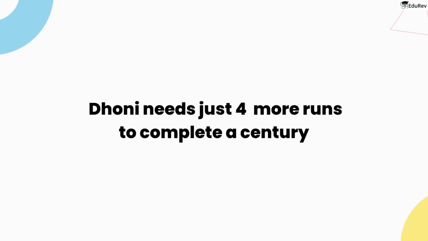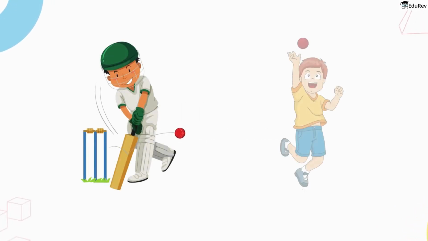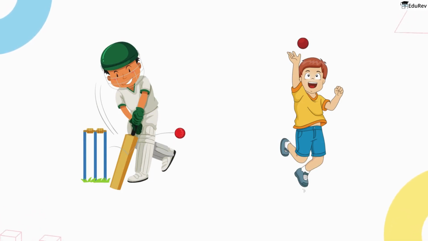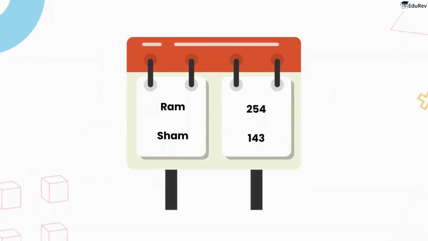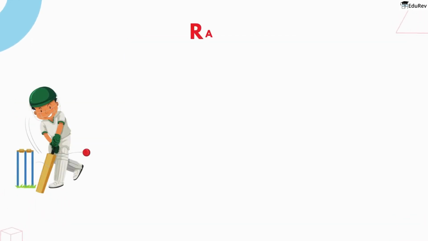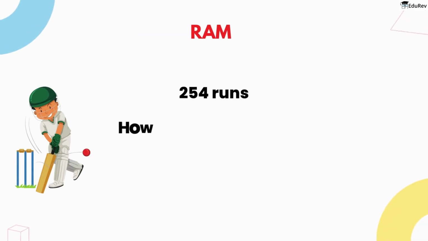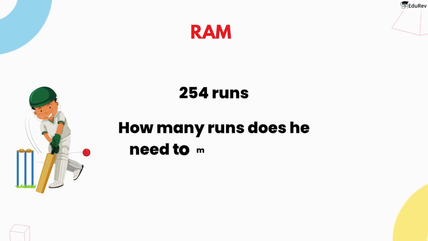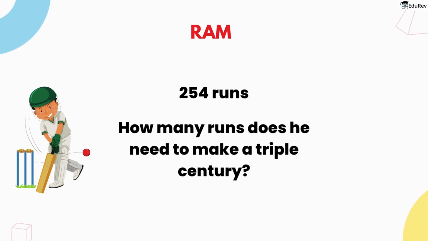Students, now that you know what a century means, let's look at Ram and Sham playing cricket together. At the scoreboard, we can see runs made by each of them. Let's answer the following questions. Ram has scored 254 runs. How many more runs does he need to make a triple century?